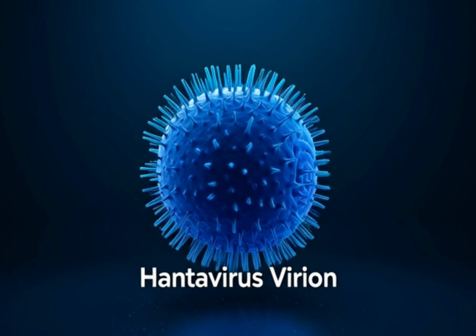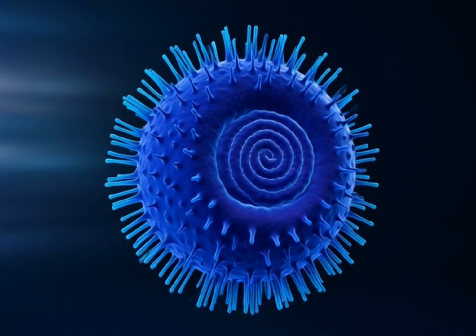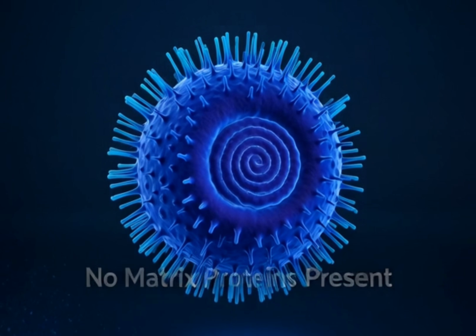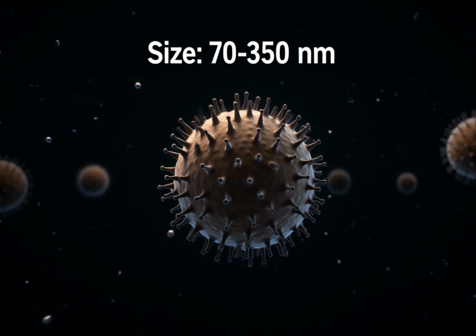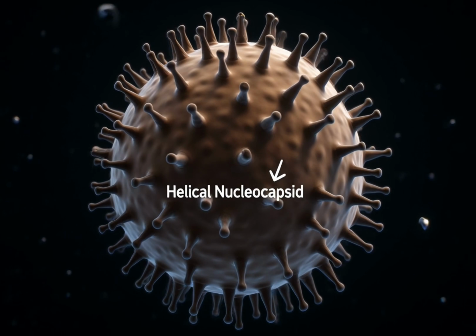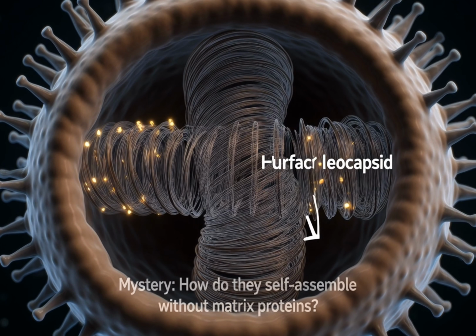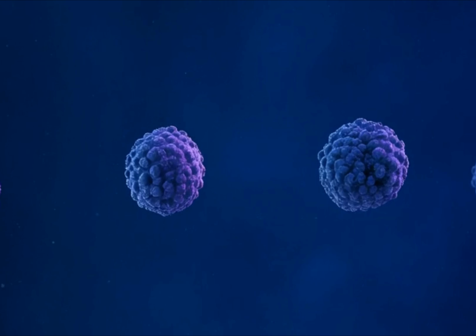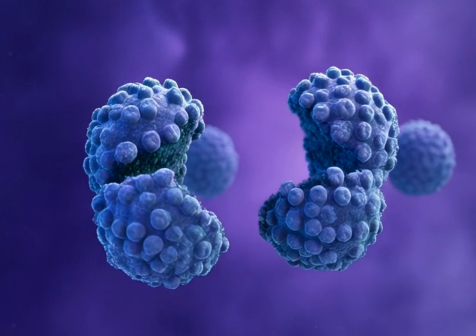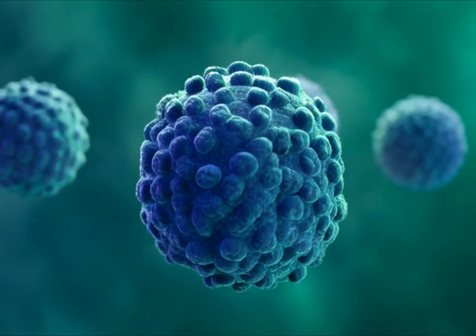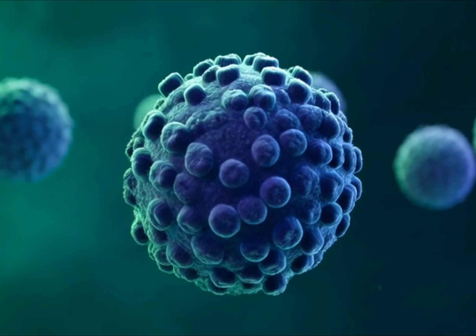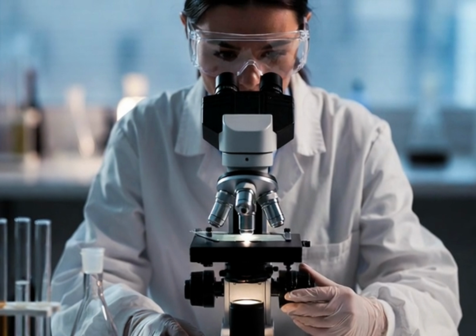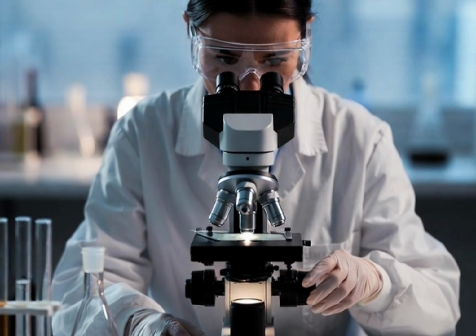Hantavirus particles are usually spherical in shape, but they can also appear oval or tubular. Their size ranges from approximately 70 to 350 nanometers. The surface proteins embedded in the outer lipid envelope allow the virus to bind to cells, while inside the virus, there are helical nucleocapsid structures that protect the genome. One of the biggest mysteries scientists still have not fully solved is how hantaviruses are able to form such organized spherical structures even though they do not produce matrix proteins.